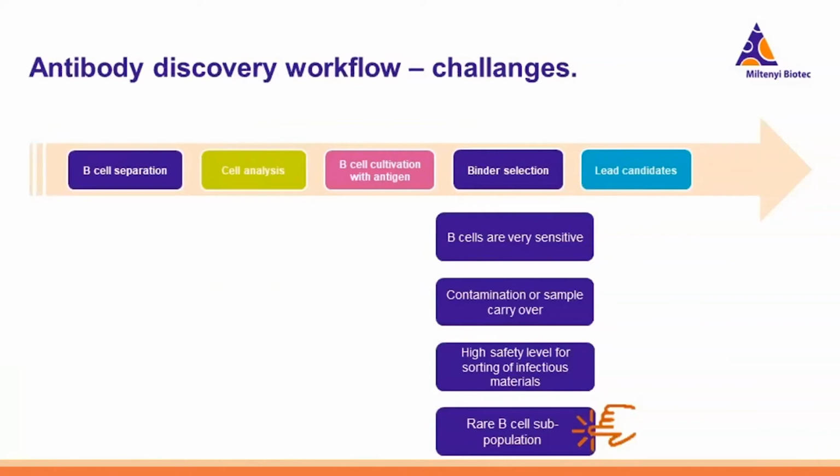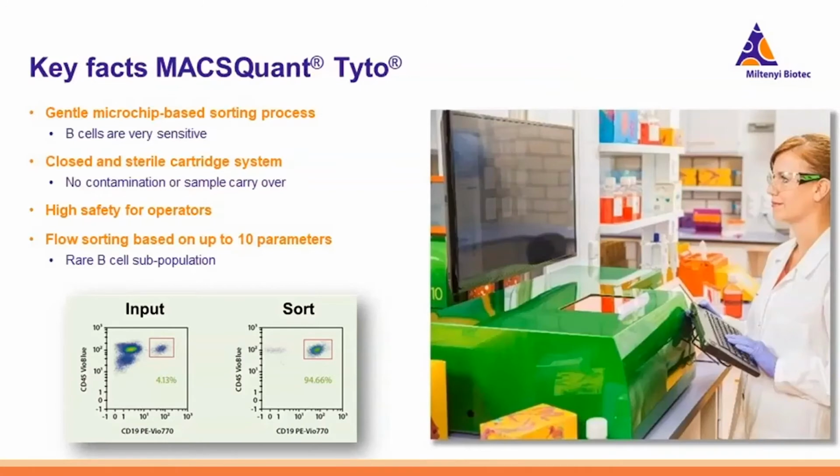Then the next step would be the binder selection. So you really want to have your target positive, your antigen positive B cells. And this is a bit tricky because it's a very rare subset. B cells are very sensitive. You don't want to have any contaminations or sample carryover. And also a high safety level is required when you are working with infectious materials, depending on which patients you are having. And there we have a very nice solution, that's the MACSQuant Tyto.